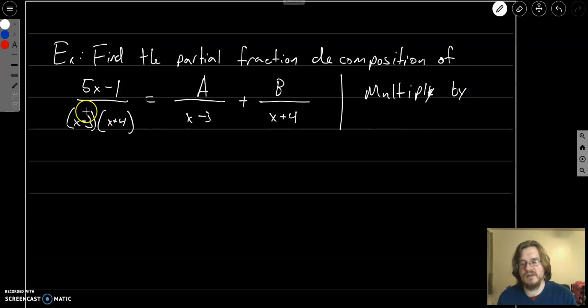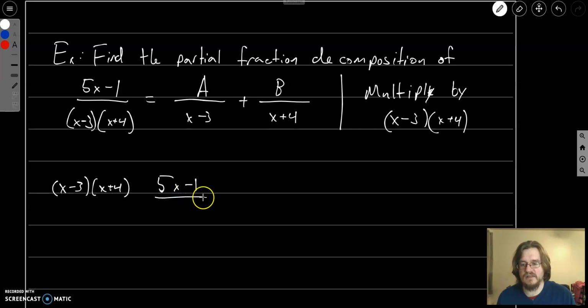by the denominator here. I'm going to multiply by x minus 3 times x plus 4. And I'm going to multiply everything by this. And what you'll see is that everything will cancel and we're not going to be left with any fractions anymore. So on the left-hand side, I'm going to multiply this by x minus 3 and x plus 4. So this is times this fraction. On the right-hand side, I'm going to multiply this first fraction by this number.